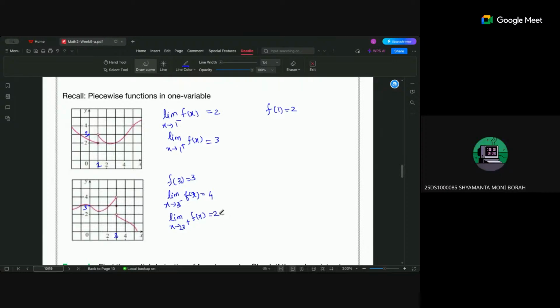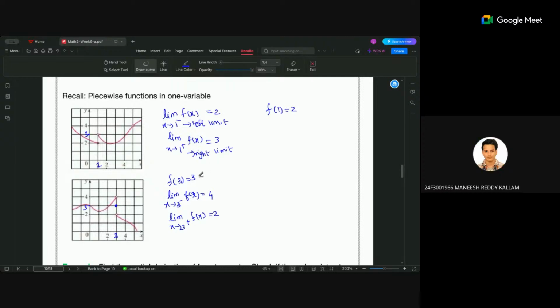Ma'am, the value of f of 3 is 3 because there is a dark dot at 3. Yes, that's why. And ma'am, what's the value of f of 3 at 2? This is the left limit, and this is the right limit. These are covered in Math 1, I guess, right? Left limit, right limit. Yes, ma'am.